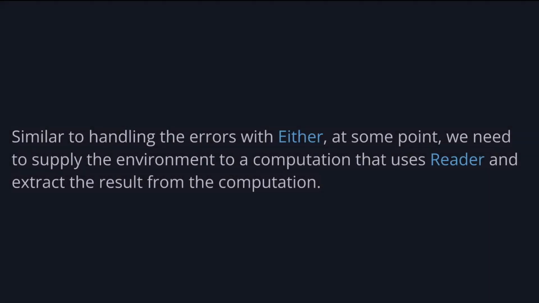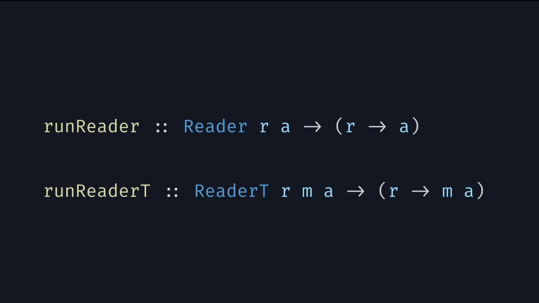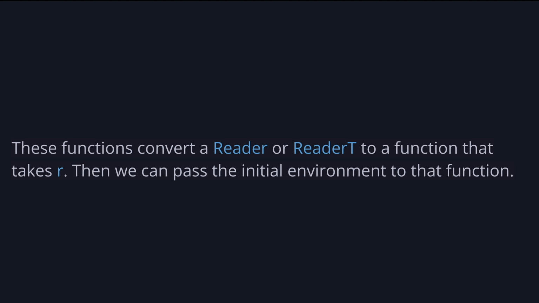Providing a simple function argument passing interface is preferred in such cases. Similar to handling the errors with either, at some point we need to supply the environment to a computation that uses reader and extract the result from the computation. We can do that with the functions runReader and runReaderT. These functions convert a reader or reader t to a function that takes R, some argument. Then we can pass the initial environment to that function.